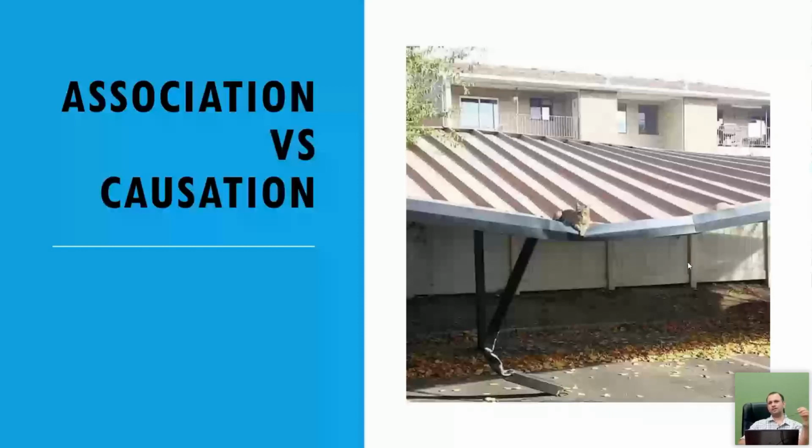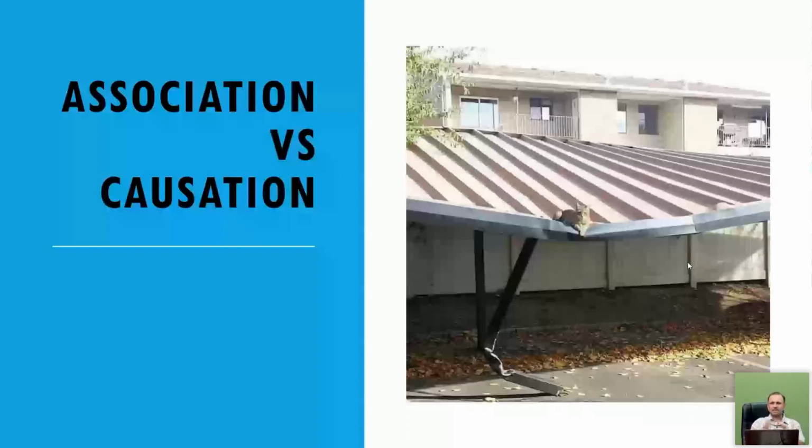Now coming to another important aspect, that is association versus causation. As you can make out in the picture, which of course has been downloaded from somewhere on the internet, you can see that the cat is sitting on the roof, and the roof is broken. Now, if you say that the roof broke down because of the jumping of the cat, this is called causation, right? Association is that the roof was already broken and the cat occupied a particular position, so that it looks as though that is causing the breakdown of the roof.